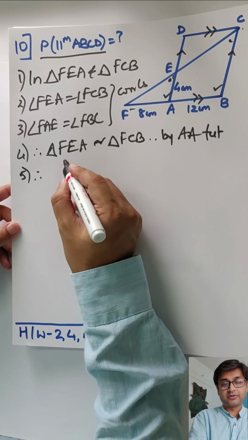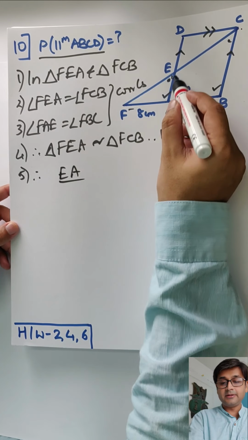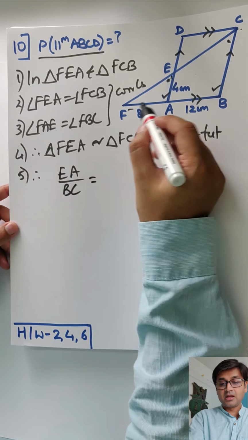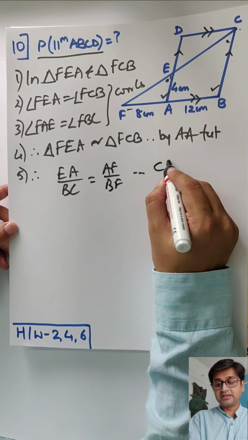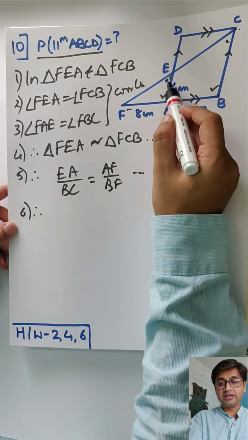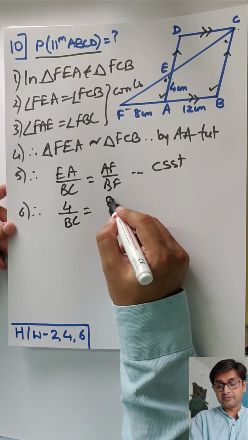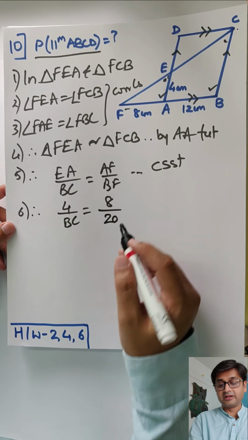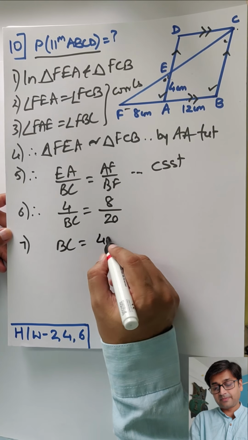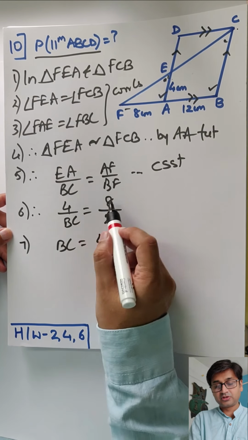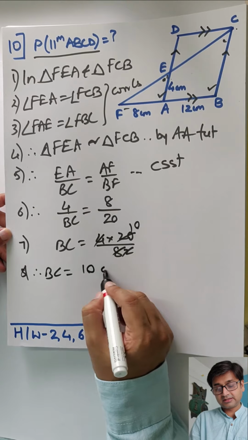Once you prove your triangles similar, directly come to EA. Don't take FE because you don't have values, so don't waste your time. EA, that is this, upon BC equals first and last, AF upon BF, CSST. So therefore EA is 4, BC unknown, AF 8, and BF 8 plus 12, 20. You don't need to show the addition separately, you can show it directly also, no problem. BC goes up, 4 into 20 by 8. This goes up, 8 comes down. So 4 ones are 2s are 10s. And finally I can say BC is 10 centimeters.